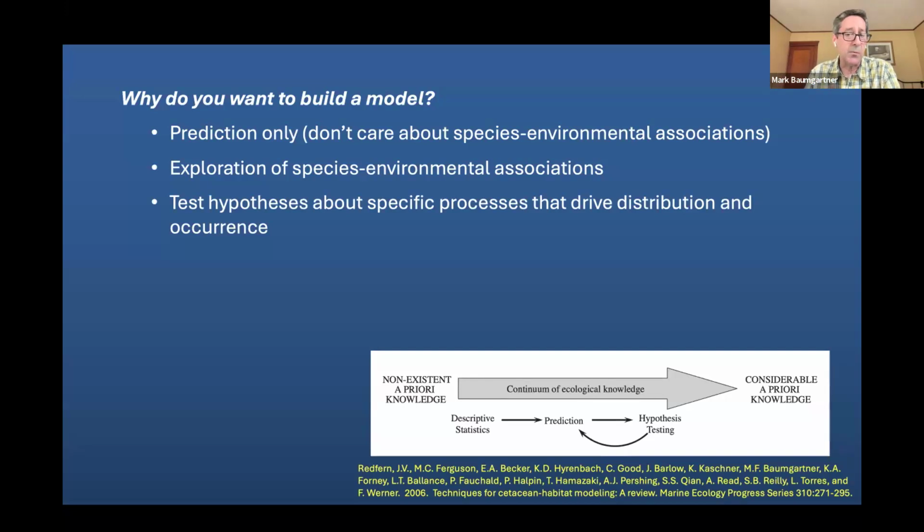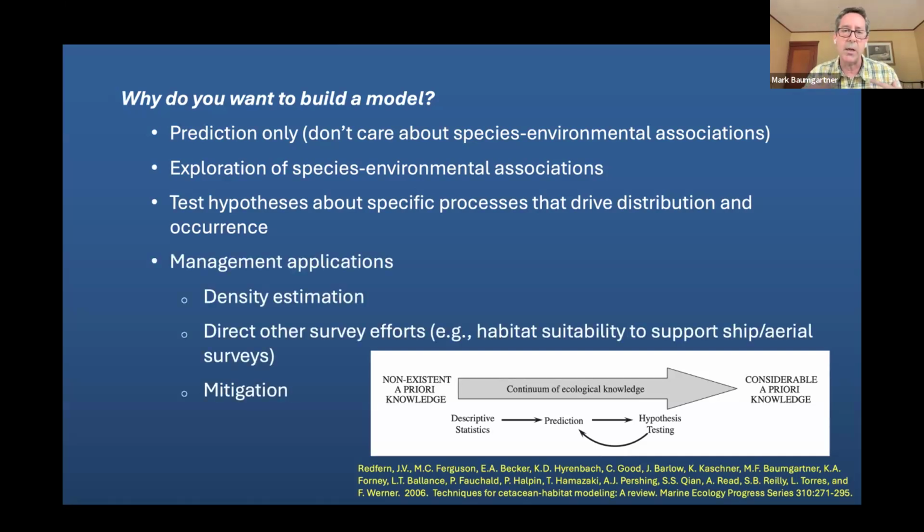So for North Atlantic right whales, for instance, we're on the really far side, on the right-hand side of this. For Kogia, we're maybe way on the left-hand side of this. And then there's different things that you might want to do with your models. And there's a bunch of different management applications. Maybe you want to do density estimation. That's certainly a very important task that National Marine Fisheries Service has to take on.